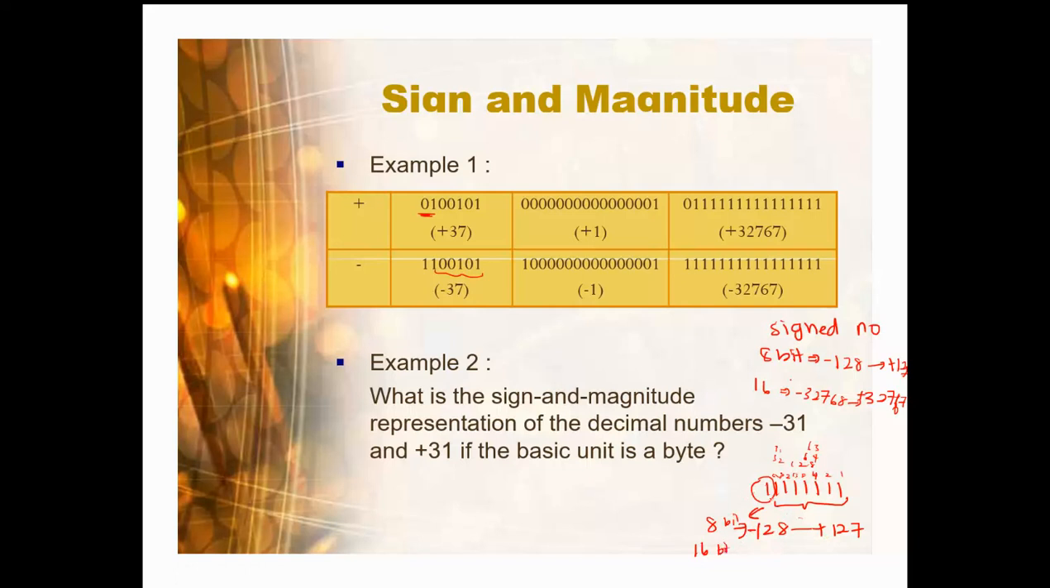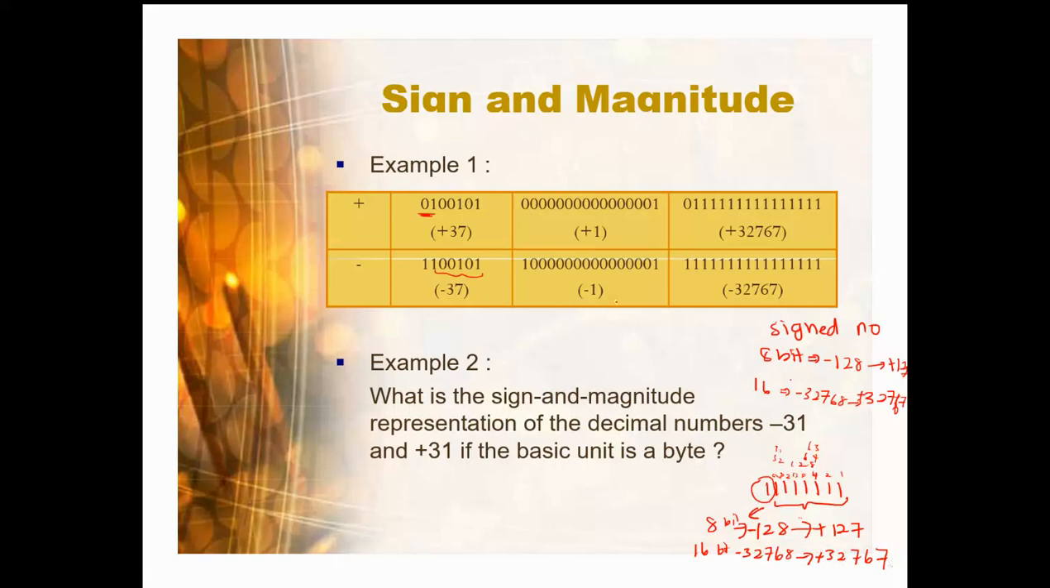Another 15 bits tu will represent by the magnitude. So that's why the value dia jadi negatif 32,768 hinggalah kepada positif 32,767. Okay, so this is very important. Okay, bila you have a positive and negative number.